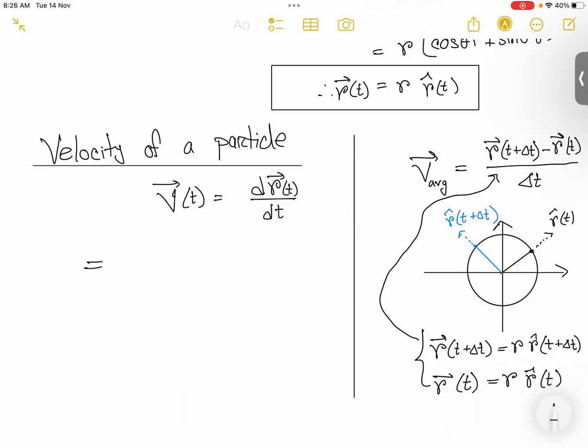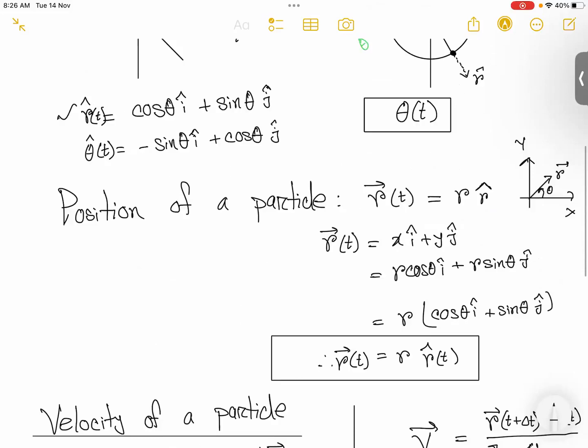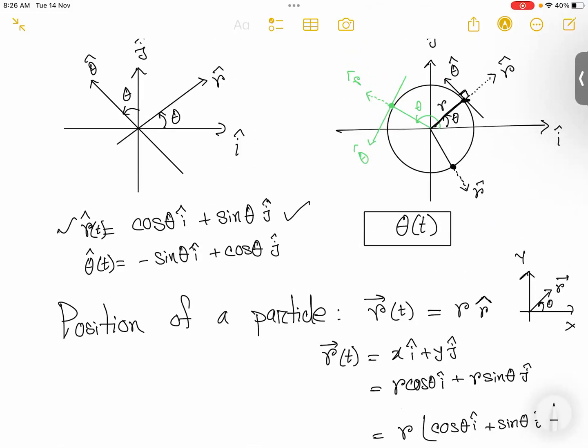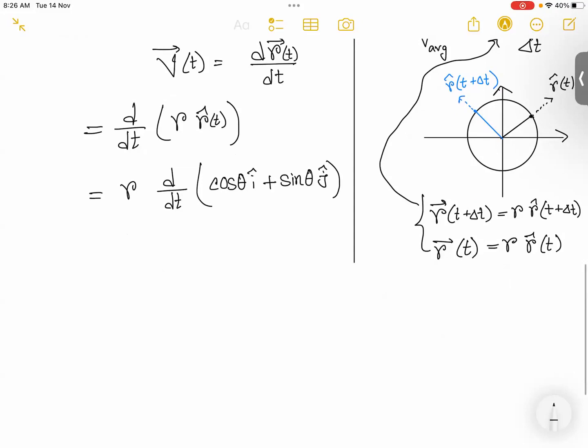Now, it's basically telling you to differentiate the r vector, which is nothing but r into r hat. Now, r, the radius of the circle, that's a constant. We do not have to worry about that. So we'll just take that outside, and we'll just differentiate r hat. And r hat is given by cosine theta i hat plus sin theta j hat. So we'll write it cosine theta i hat plus sin theta j hat, right? Now, if you differentiate cosine theta, what do you get?